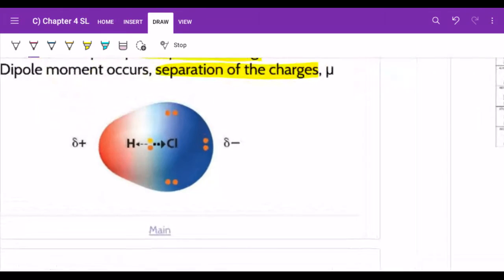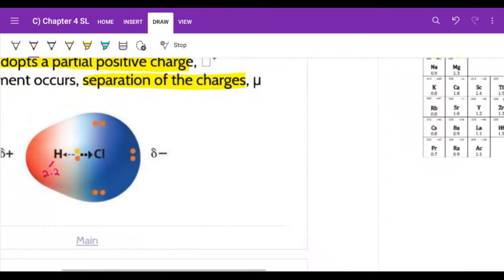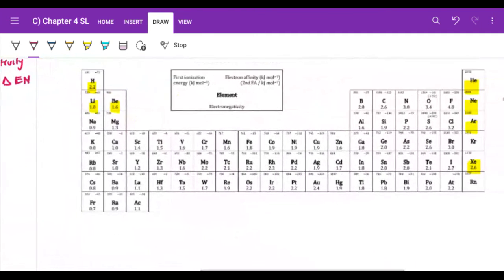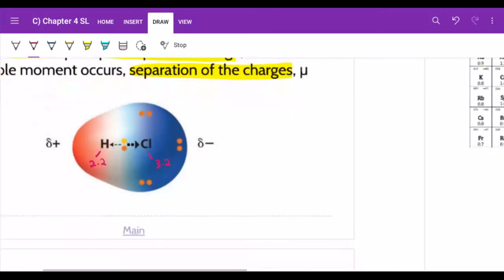First, refer to your data booklet. What's the electronegativity value for hydrogen? Hydrogen is 2.2. Chlorine is 3.2. So the electronegativity difference between hydrogen and chlorine is 3.2 minus 2.2, which is 1.0. From this value we can determine whether the bond is polar or non-polar.